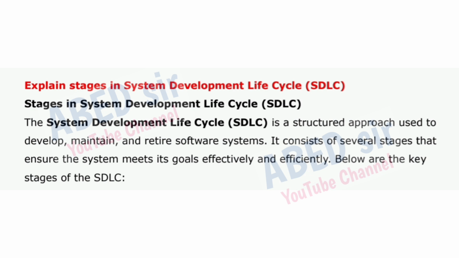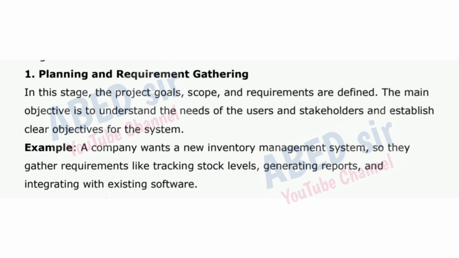Below are the key stages of the SDLC. 1. Planning and requirement gathering. In this stage, the project goals, scope, and requirements are defined. The main objective is to understand the needs of the users and stakeholders and establish clear objectives for the system. Example, a company wants a new inventory management system, so they gather requirements like tracking stock levels, generating reports, and integrating with existing software.